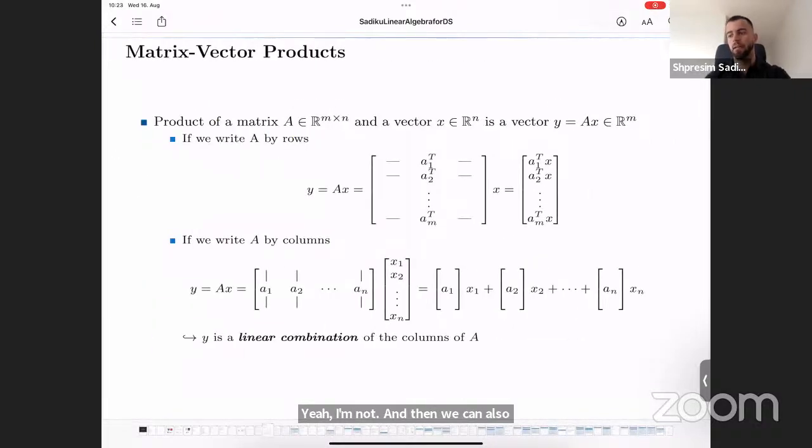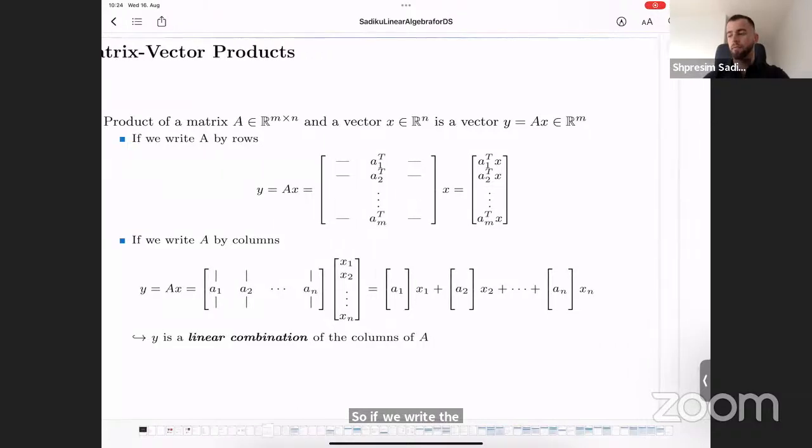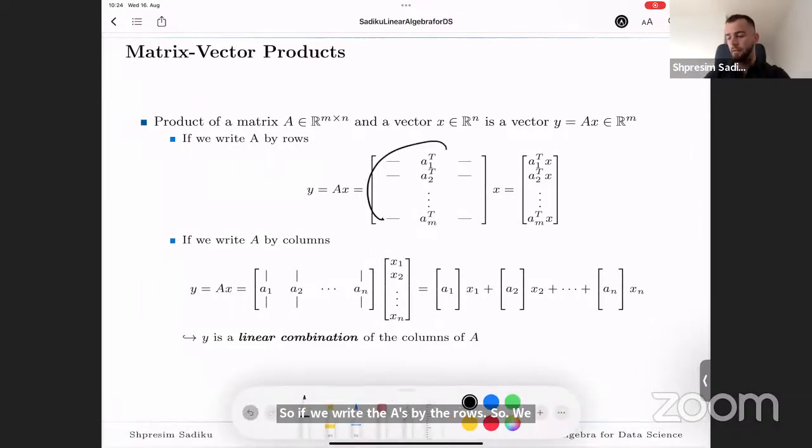Then we can also define the matrix vector products. When we have the product of a matrix A, which is in R m times n, and we have a vector x, which is in Rn, then we can simply define the vector y as the product A times x, which will be a vector in Rm. So if we write A by the rows, and x is simply a vector, then their product would simply be this vector. But there are actually a lot of ways how we can see the matrix vector products, and I think we will see 4 different ways of looking at them.